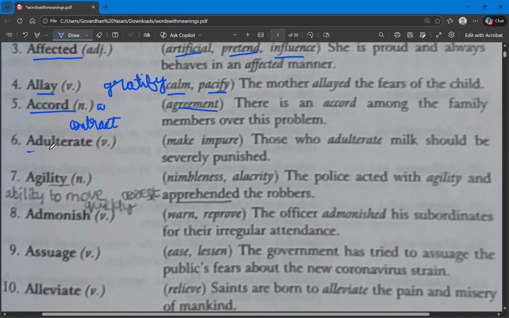The next one is adulterate. Adulterate means making impure. So we see that many food items are being adulterated in the society recently. So with that, we are falling ill frequently. So that is called adulterate, means making food impure, or those who adulterate milk should be severely punished. So it's like adding more chemicals so that milk doesn't get pungent or it doesn't spoil. So this is called adulterate.